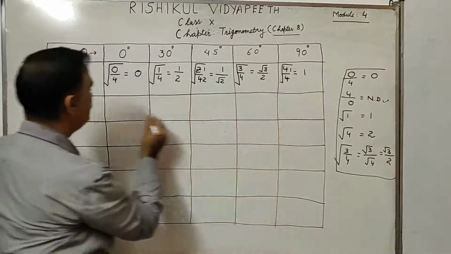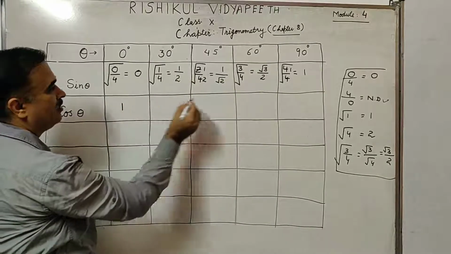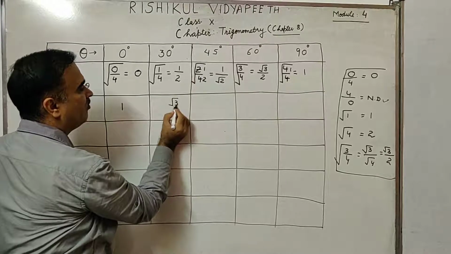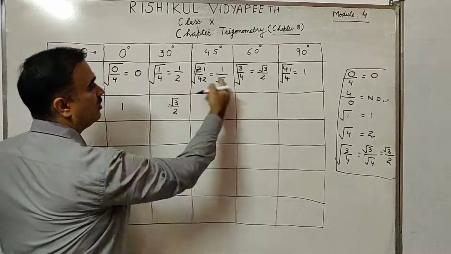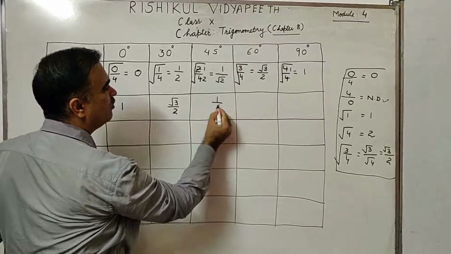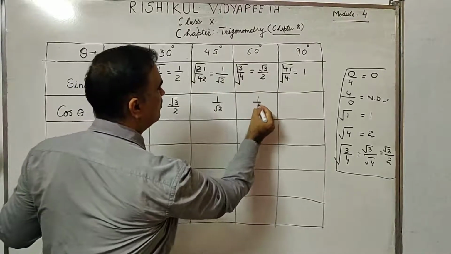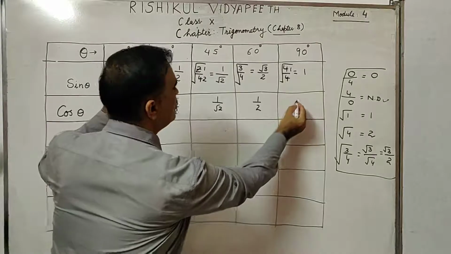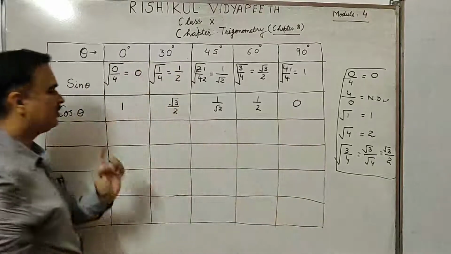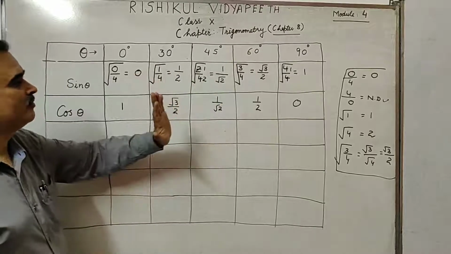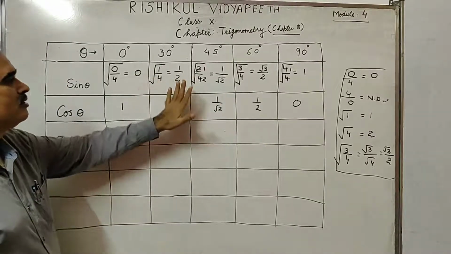You write direct values. It is 1. Very good. Then it is root 3 by 2. This is 1 by root 2. This is 1 by 2. And write 0 here. I think you understood this now. You got the value of sine theta only, as I told, you understood this.